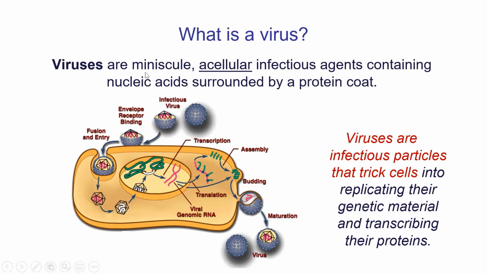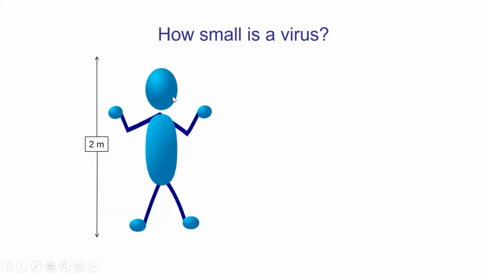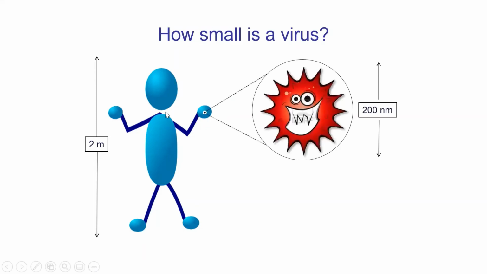So let's just take a look at this word minuscule for a minute, because I think it's really fascinating to think how small these things are. Most of us can't think that small, right? So here's a human. This is actually a big human, 2 meters. That's taller than 6 feet tall. 6 feet tall is probably about 1.85 meters. So this is a tall person, but just to make the math easy. And let's take a look at a rhinovirus, which is 200 nanometers.